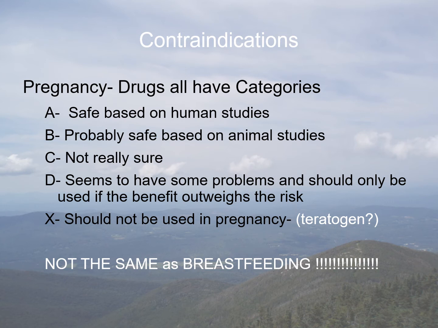C, we really don't know if there's a lot of issues and really only use these medications if you really think they're necessary. D would be a situation in which you would really only use it if the benefit outweighed the risk, if it was a life-saving situation, and you would do whatever you could to try to protect the viability of the embryo or fetus. X medications in general should not be used in pregnancy, although there are some that are intended to be an abortifacient, so that would be an exception to that. And really, most medications that are X's have been shown to cause birth defects.